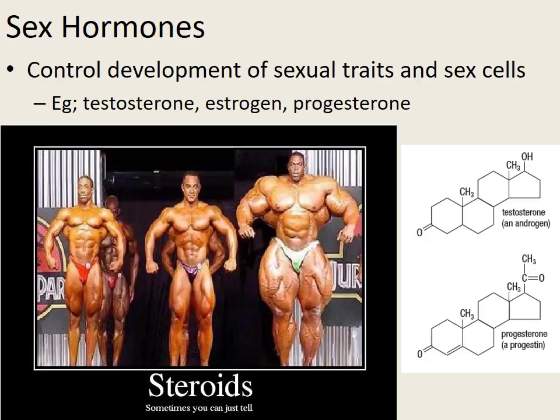Sex hormones. Notice the 4 fused carbon rings here. We'll take a look at these more when we discuss homeostasis. But essentially here, sometimes you can just tell, right? Testosterone produced by males, estrogen produced by females, progesterone obviously produced by females as well. This is what develops our sexual traits in our sex cells, and we'll discuss that a little bit later.